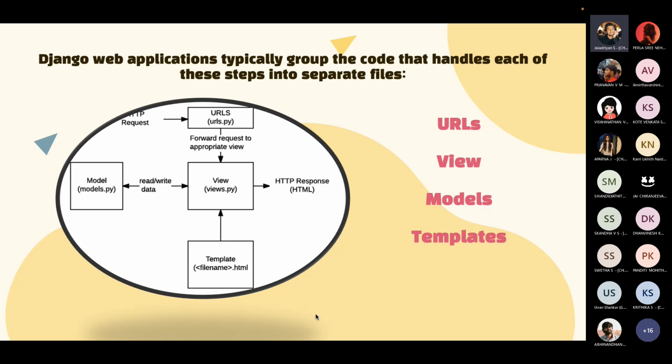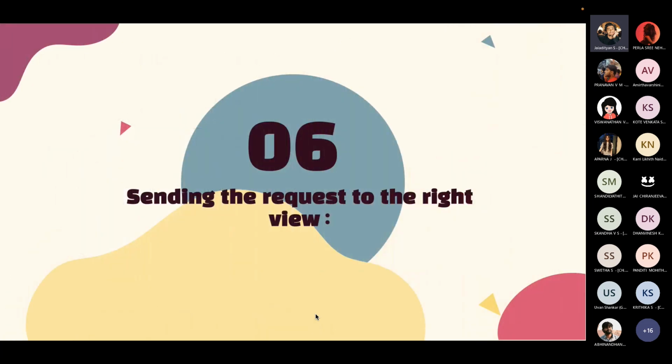Templates. A template is a text file defining the structure or layout of a file, such as HTML, with placeholders used to represent the actual content. A view can dynamically create an HTML page using HTML templates, populating it with the data from a model. A template can be used to define the structure of any type of file. It does not have to be HTML. Next, we'll see about sending the request to the right view, that is our urls.py.